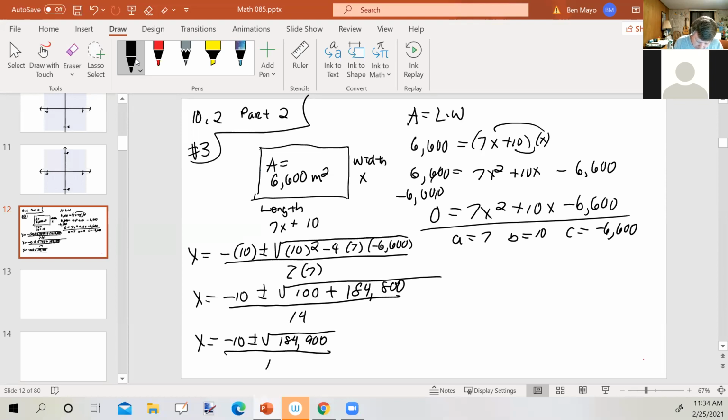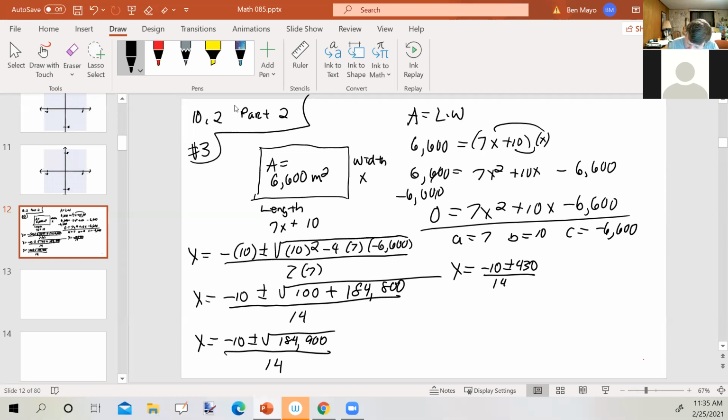184,900 all over 14. Now, in the original instructions, which you can't see any longer, it didn't say anything about rounding, which tells me that 184,900 is going to come out nicely. So let's see, if we take the square root of that, we get 430. So that means x equals negative 10 plus or minus 430 divided by 14.